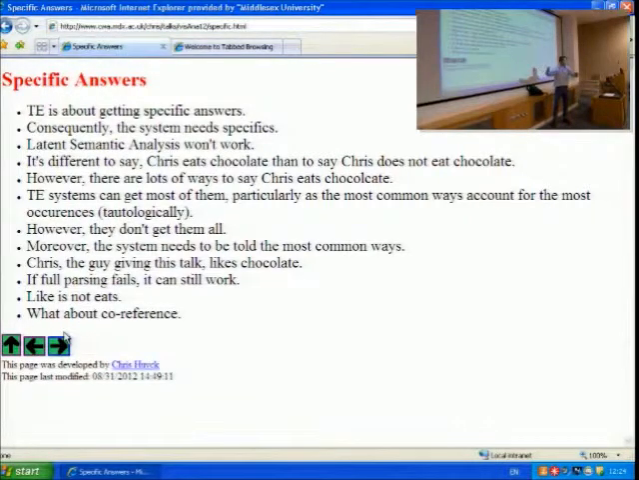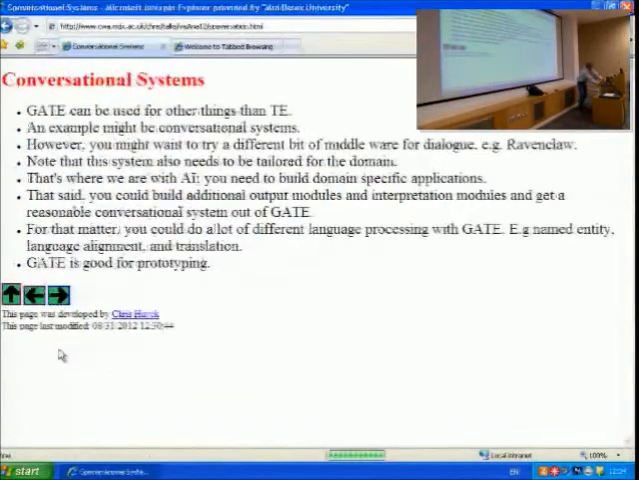And that task, where you go through and mark stuff up, you have a person semi-automatically go through and mark documents up, is meant to find these things. That "likes" usually means the same thing as "eats" when the object is chocolate. Like it's not eats. What do you do about co-reference? It's another problem.